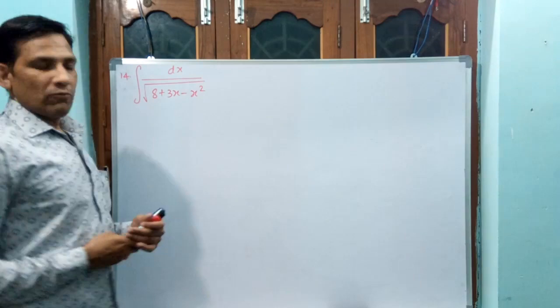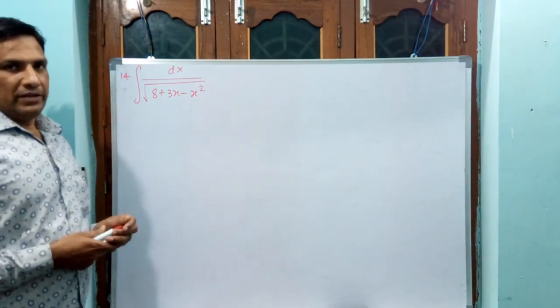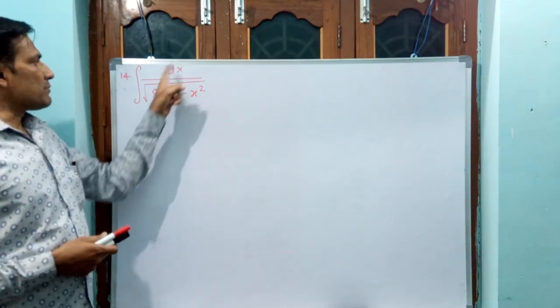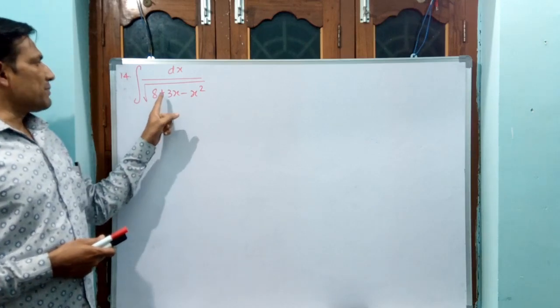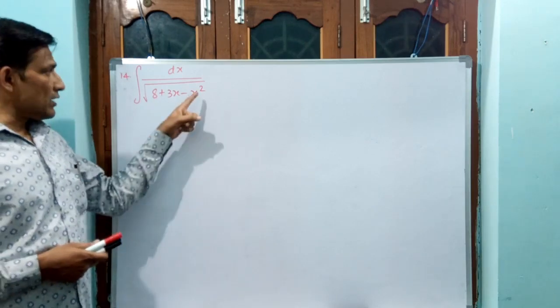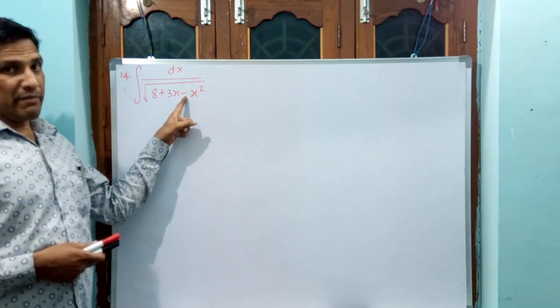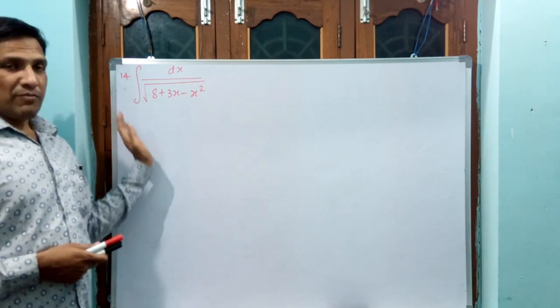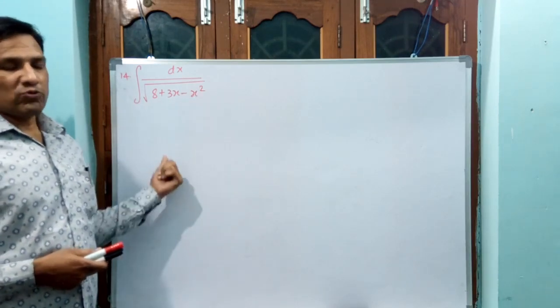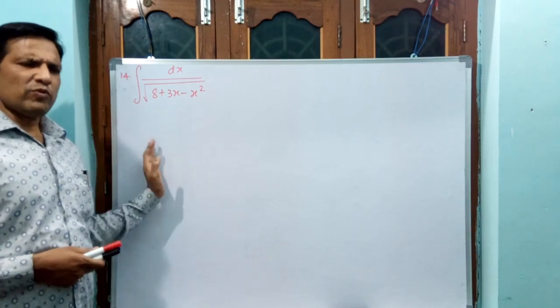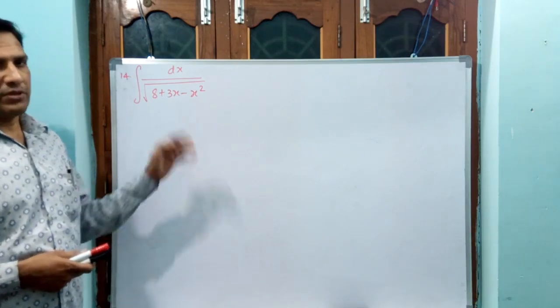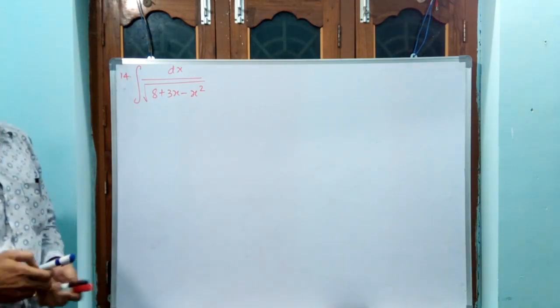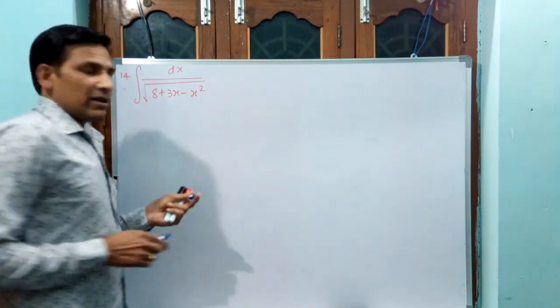See question number 14: integral dx by square root of 8 plus 3x minus x square. You see x square is having a minus symbol. That means it has to come like a square minus (x plus c) whole square, or b square minus (x plus a) whole square, like that, with x plus c or x minus c. See how I am writing this, how I am converting this.